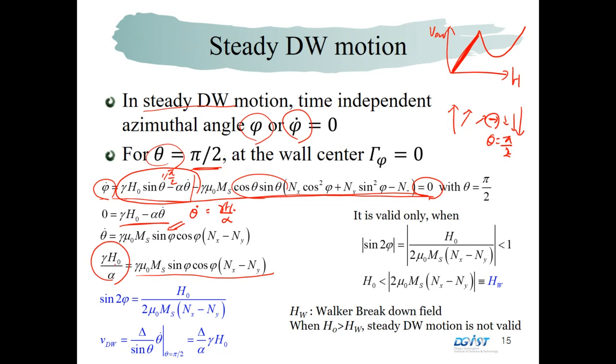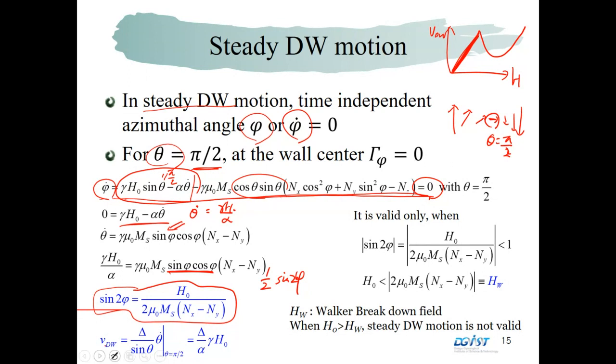That means for a given field H0, the angle phi should satisfy this relation. And this one is nothing else but half sine 2 phi. So we can rewrite this relation. And the domain velocity can be obtained by this relation.